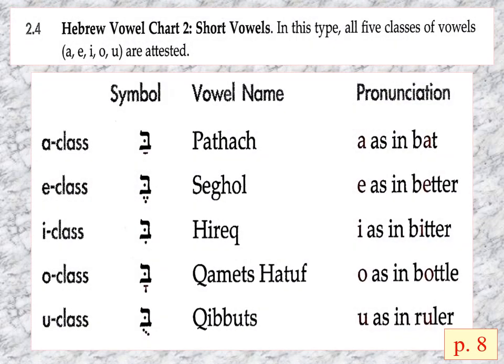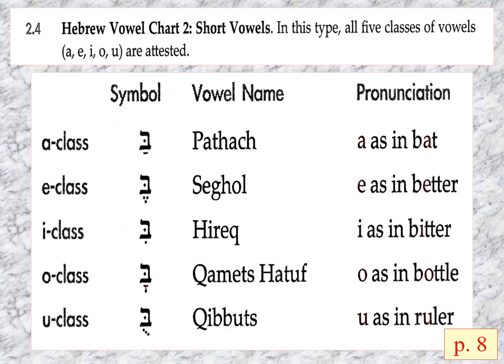Now let's take a look at the short vowels. The short vowels. All classes are attested in the Hebrew Scriptures. Short A class is patah, a as in bat. Ba. Short E class, segol, as in better. Be.